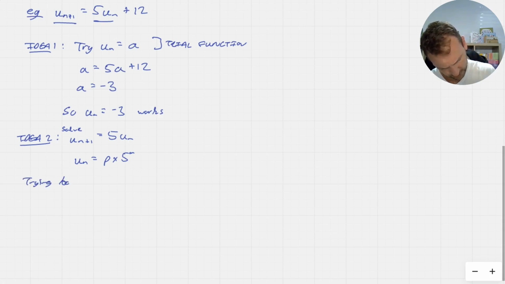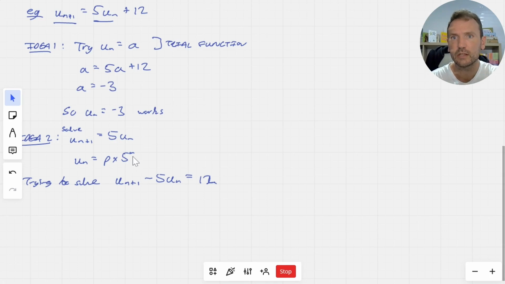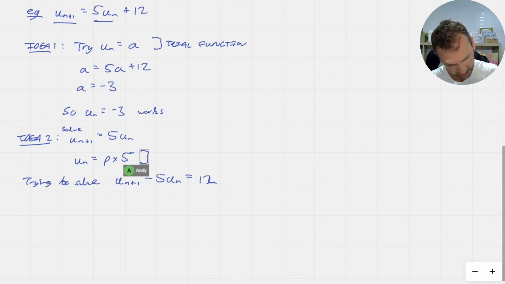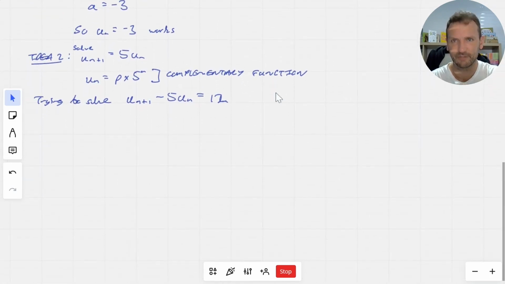So the recurrence relation we're really after trying to solve, I'm going to rewrite it just a little bit, is u_{n+1} subtract 5u_n equals 12. Now we've got two useful pieces of information at this stage. We've got our complementary function, the thing that solves the homogeneous equation once we've simplified it. I'm normally just going to write CF. I'm not normally going to write it out fully every time.